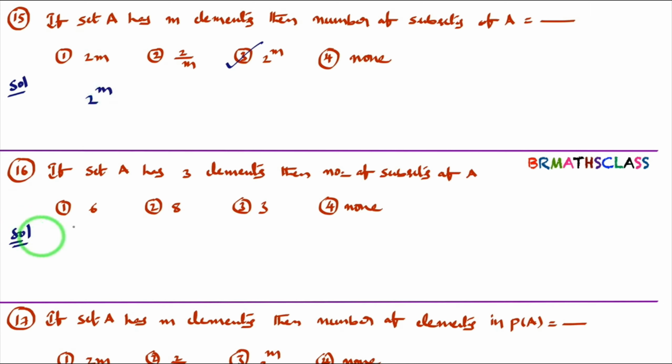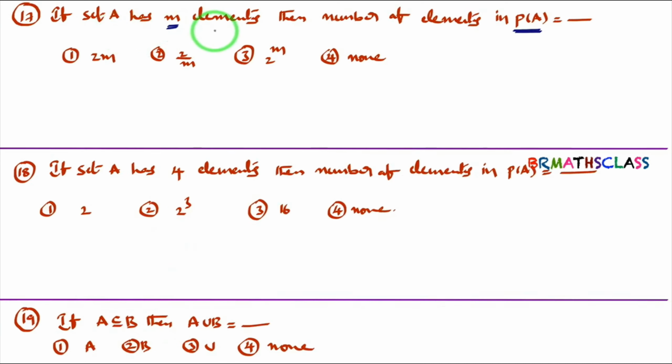See the 16th question. If set A has 3 elements, the number of subsets of A. As we know, if set A has m elements, the number of subsets of A is 2 power m. Here the answer is 2 cube. 2 cube means 2 into 2 into 2, that is 8. So if set A has 3 elements, the number of subsets of A is 8.